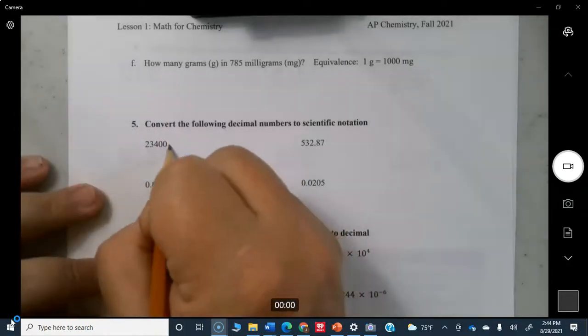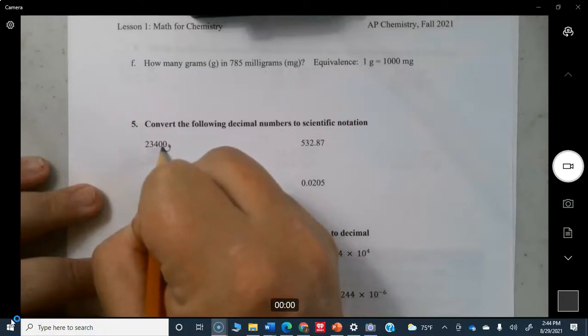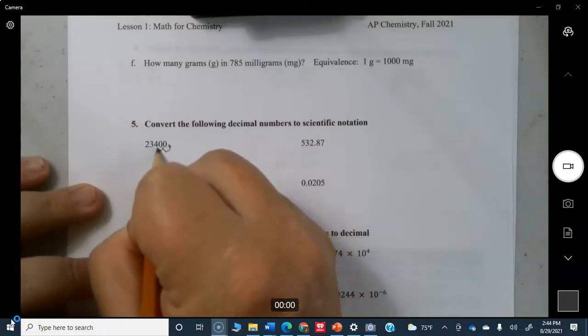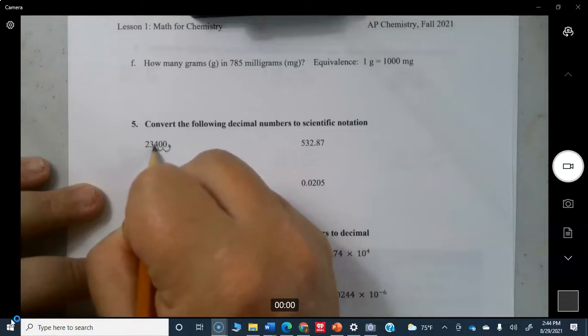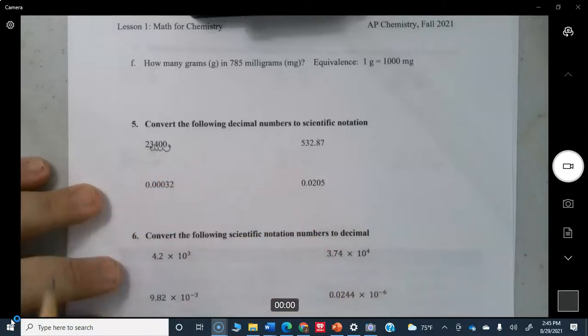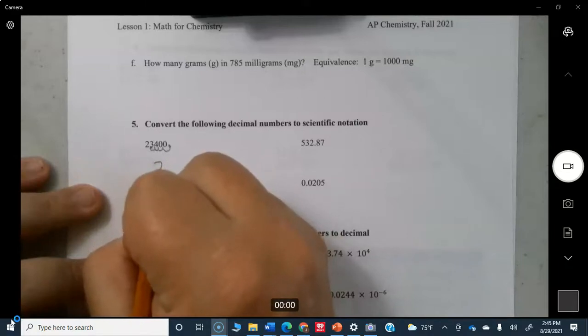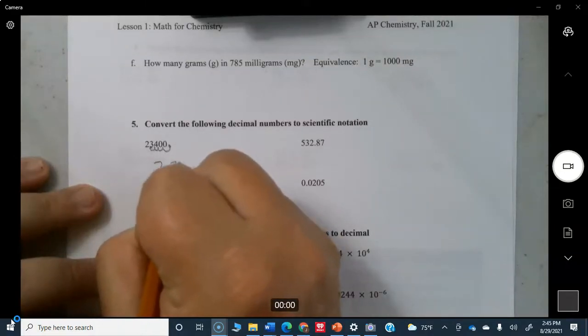So we're going to move it over right there. That's 2,340. That's too big. That's 234. That's too big. That's 23.4. That's too big. There we go. 2.34 is a number between 1 and 9.99. So I'm going to write that number down here.